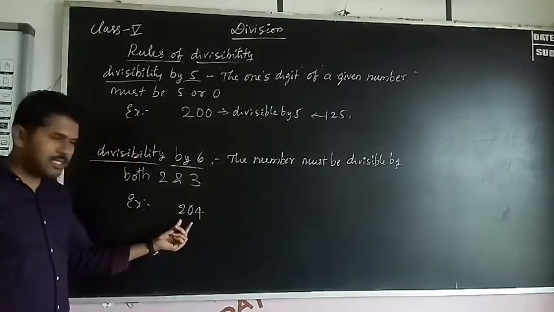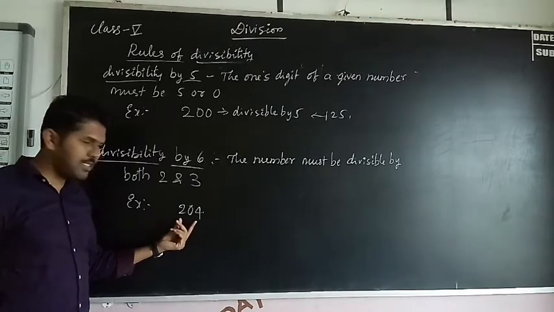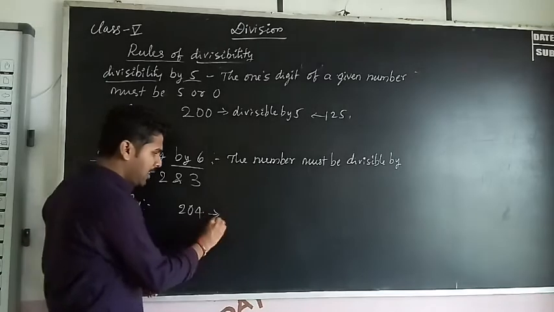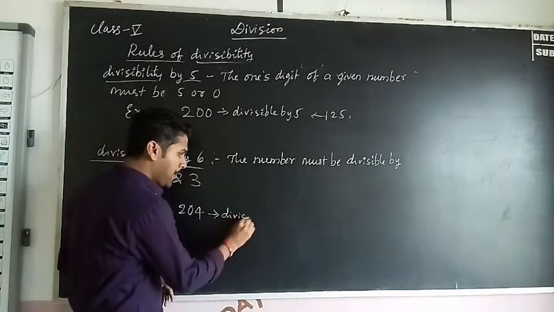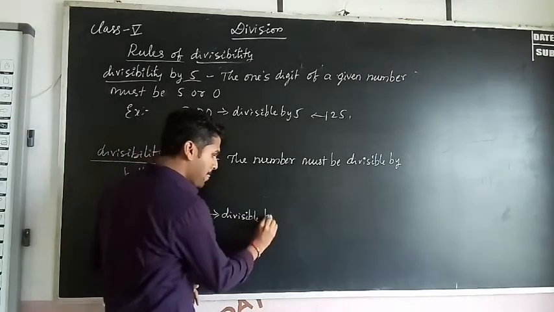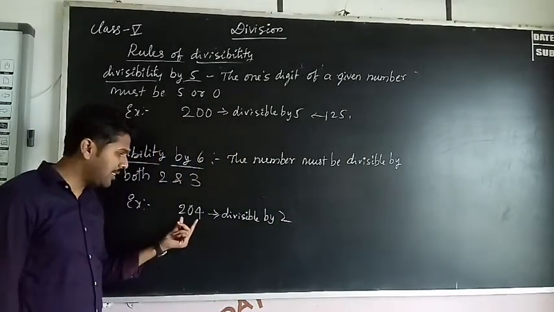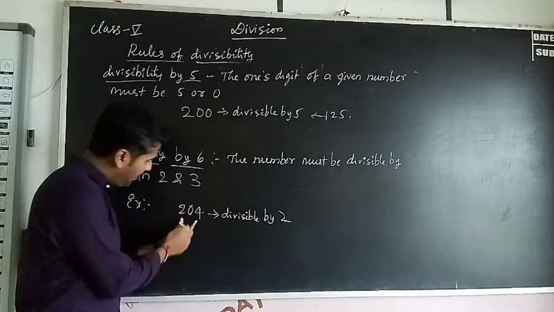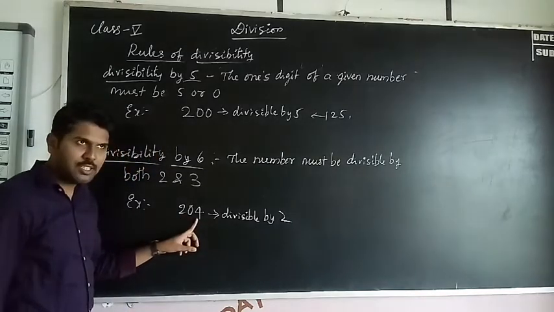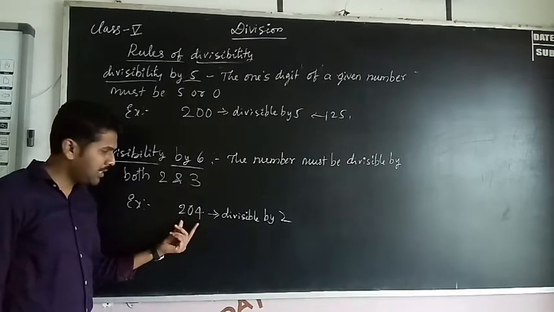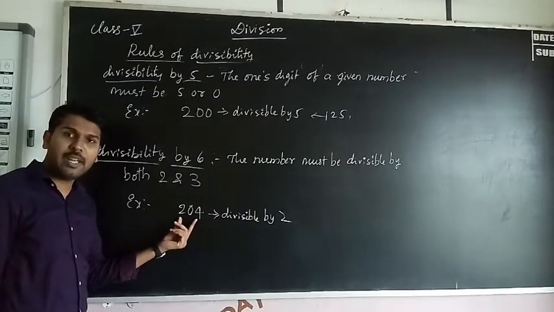So is this divisible by 2, no? Why? Because this is an even number. Even number means this is divisible by 2. So this is divisible by 2. So next, just check it for divisibility by 3. 3 means just add the digits. 2 plus 4, how much? 6. 6 is divisible by 3, no? That means this number is also divisible by 3.